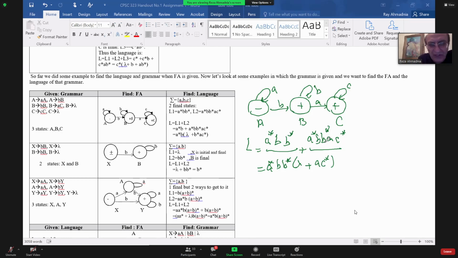Okay, so these are the same thing. A grammar is given, find the FA and find the language. The grammar is given, find the FA and then find the language.